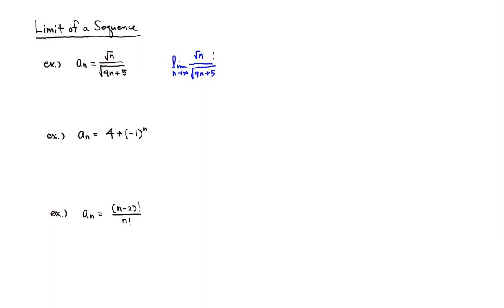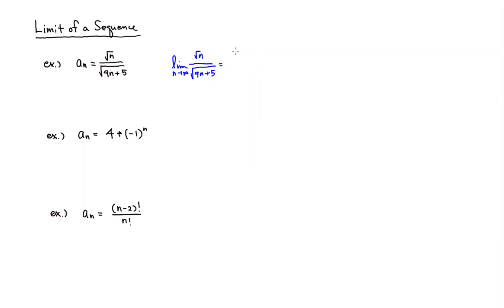As you can see, as n approaches infinity, the numerator goes to infinity and the denominator goes to infinity, so we have to do some work. You can actually treat this just like the limit of a function. If you don't like n, you can think of it this way: the square root of x over the square root of 9x plus 5. Really the same thing.